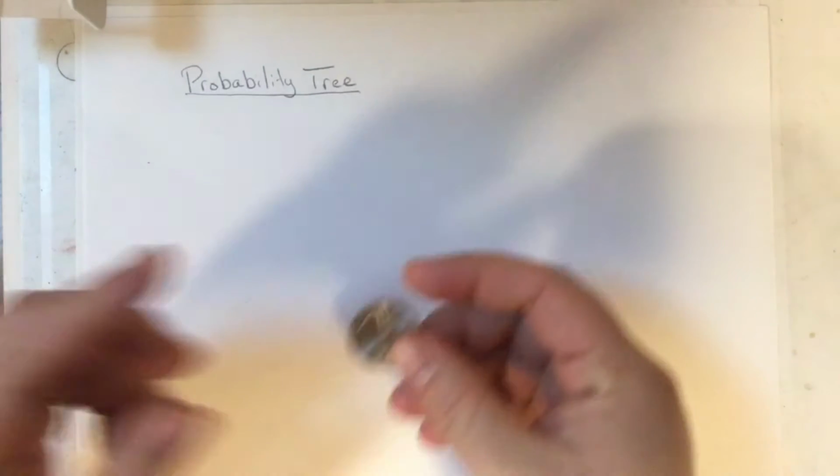Today we're going to talk about a way to figure out all the possible combinations of a problem. And it's called a probability tree, and you'll see why it's called a probability tree in a little bit. But first, let's consider a problem.